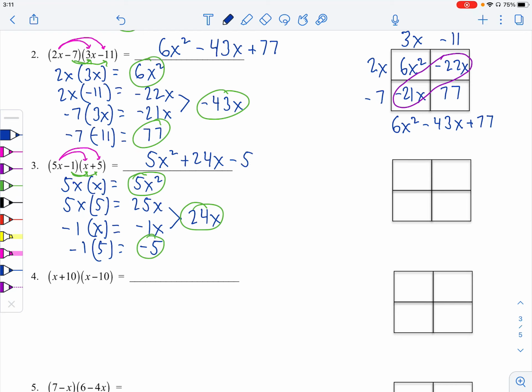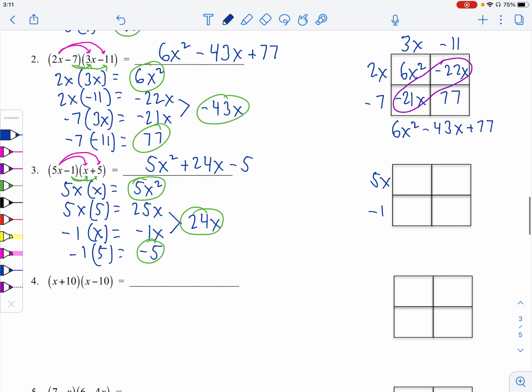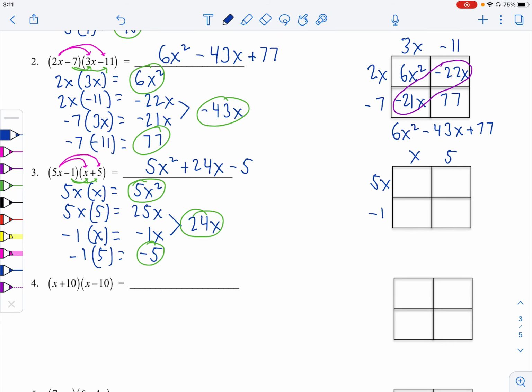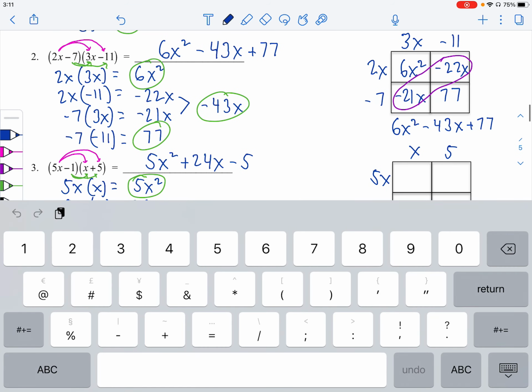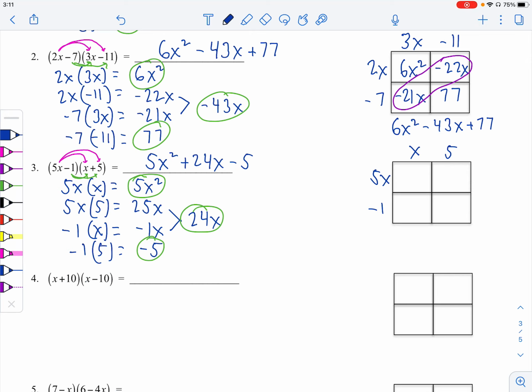Okay, and we apply it to the box method. 5x, negative 1, x, and 5 are our two factors. We multiply it out, so 5, 2 x's, so x squared. Then we have 25x here, negative 1x, and negative 5. Middle terms are going to combine. So we're left with 5x squared. 25 minus 1 again, 24, right? So 24x minus 5.